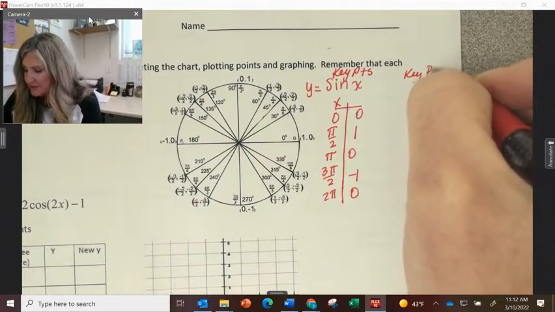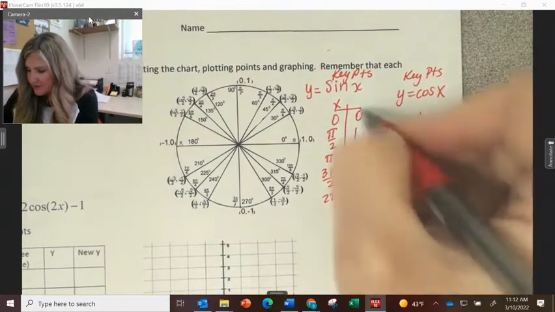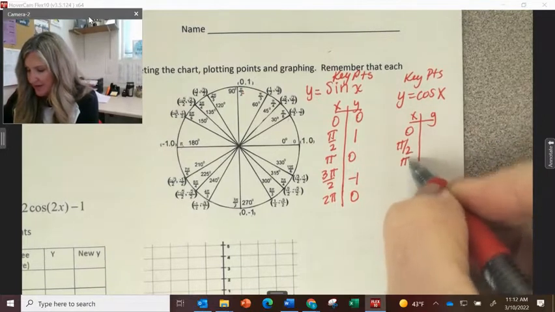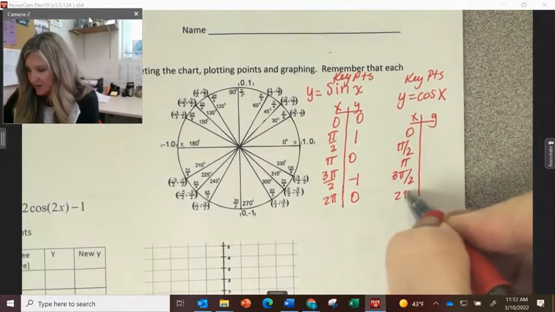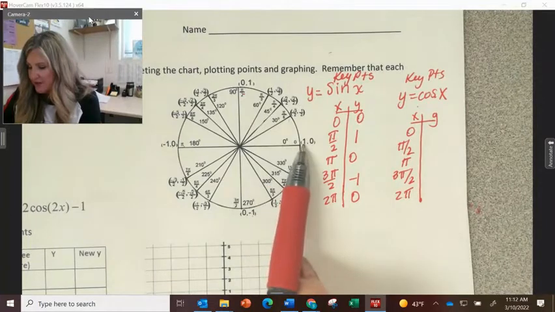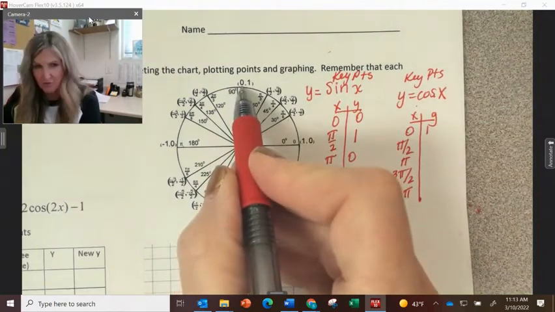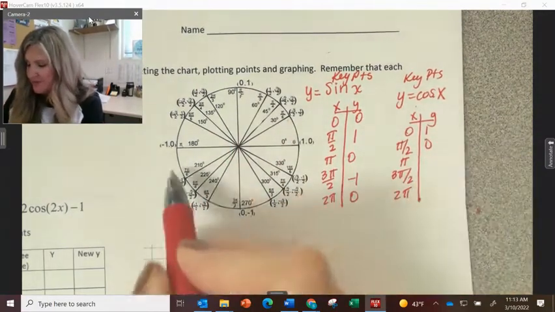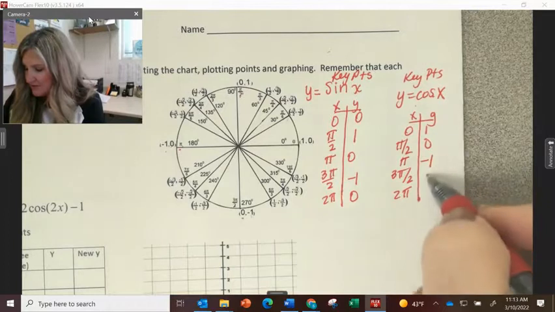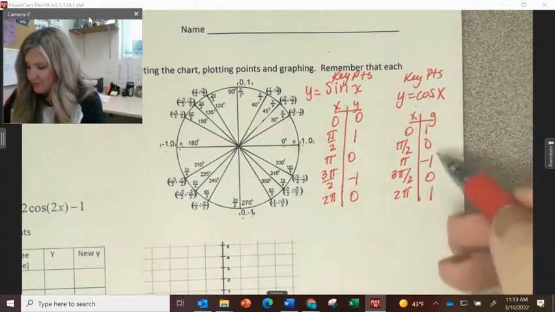The key points, if we are doing y equals cosine x, let's make our xy for this. We're still going to use that 0, pi over 2, pi, 3 pi over 2, and 2 pi. But now when we look for the cosine of these angles, here at 0, the cosine answer, it's always going to be the first one, is 1. At pi over 2, the cosine is 0. At pi, cosine is -1. At 3 pi over 2, the cosine is 0. And at 2 pi, the cosine is 1. So these are our key points for cosine.